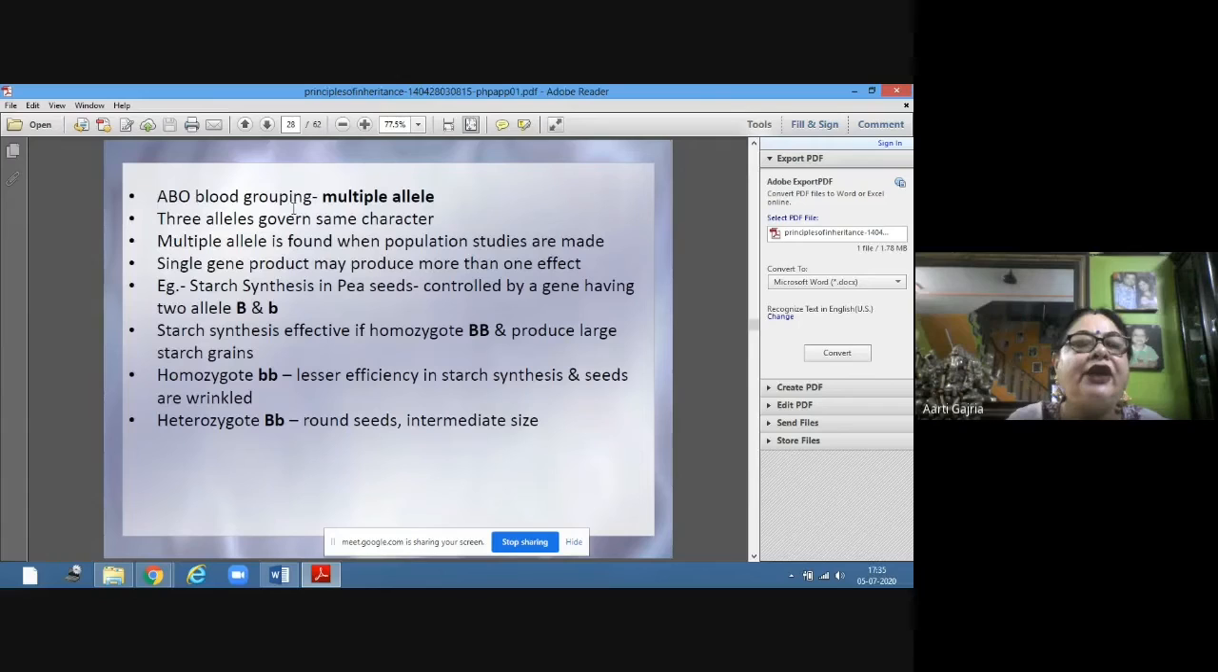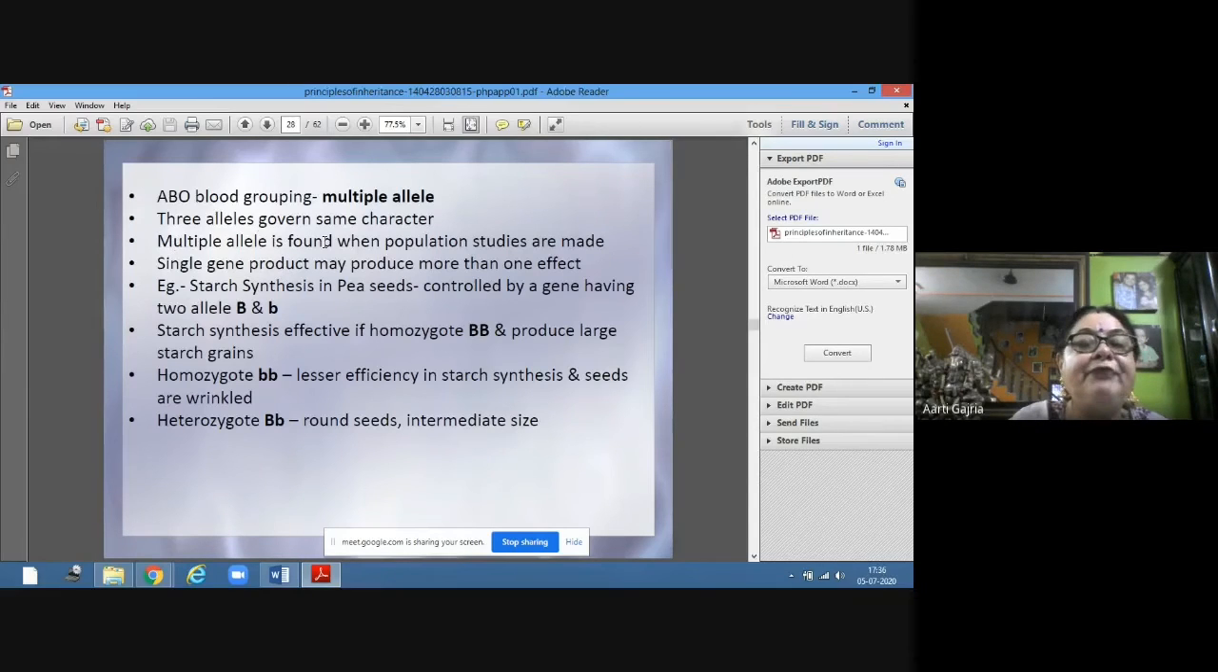Now ABO blood grouping is multiple allele. Three alleles govern the same character. What is the character? Sugar polymer on the surface of the RBC. The character is what this is denoting, and this is giving the trait of blood group.